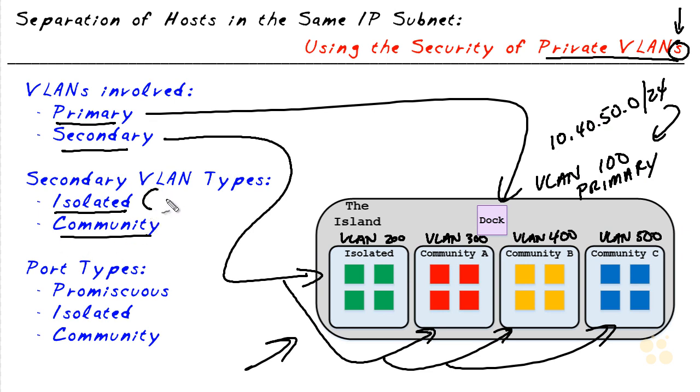For isolated, you can have only one isolated VLAN. And that's because all you really need is one isolated VLAN. Any ports that we put into VLAN 200 in this example, because it's an isolated VLAN, those devices that we connect to any isolated port are going to be completely isolated from any other devices in the private VLAN, with the exception of this port right here, which I labeled as the dock in our analogy. Every port in private VLANs is going to have access to the dock. And why do they need access to the dock?